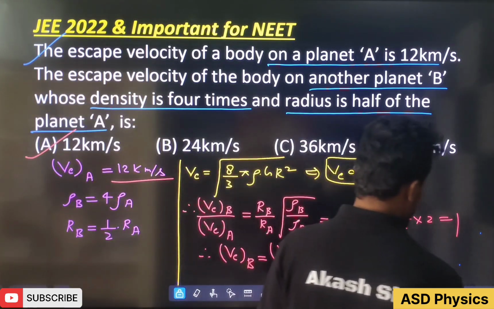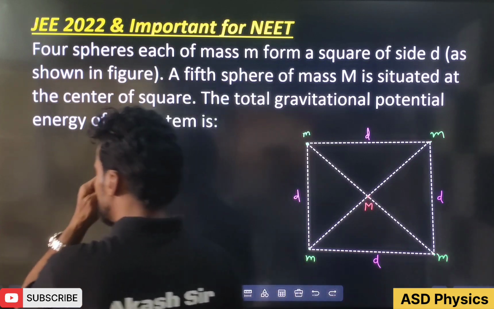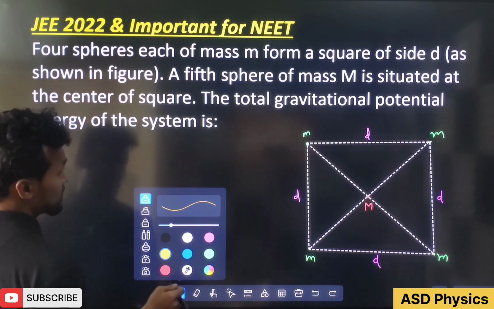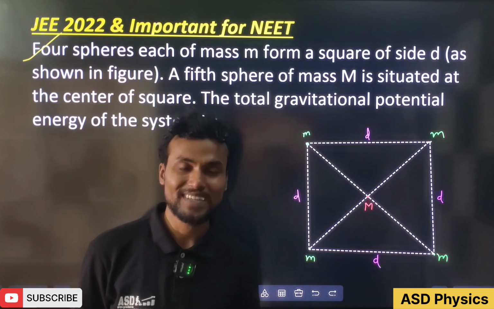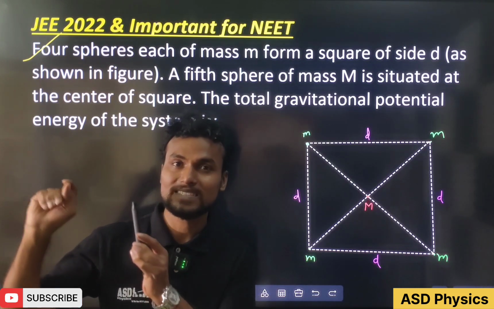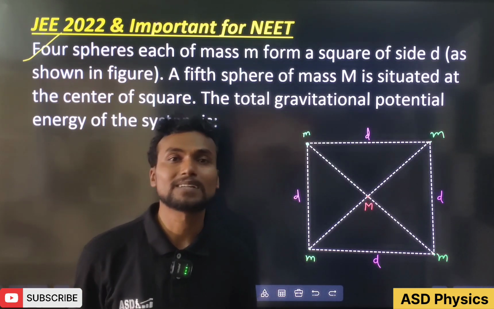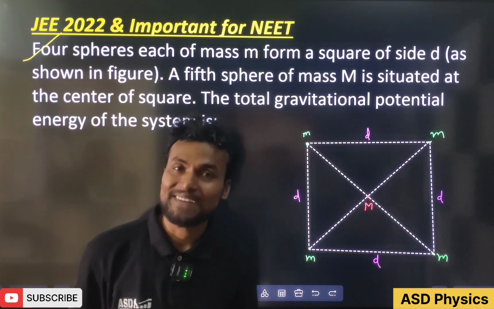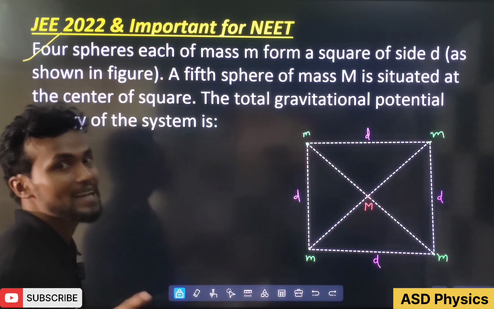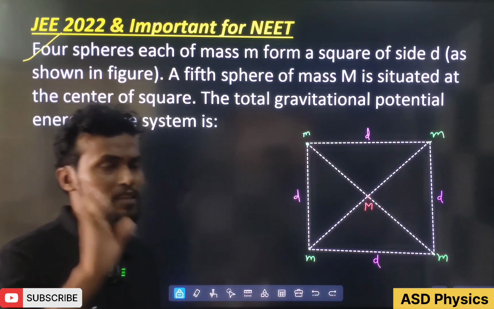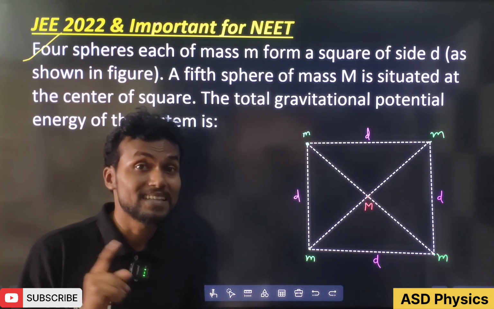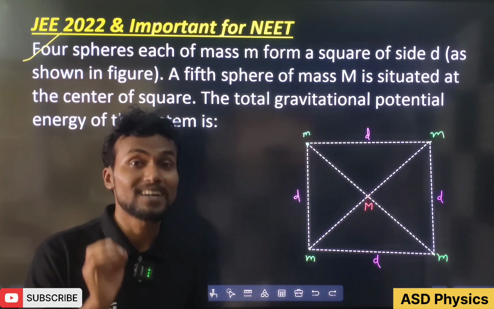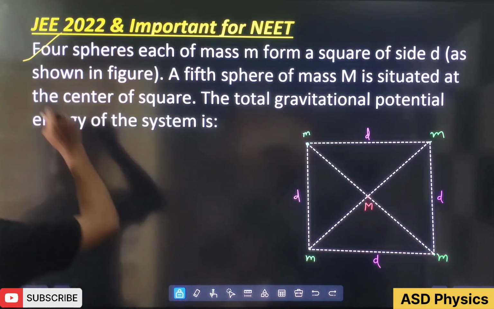Okay. Next one, students. Now JEE 2022 question is there, and here we have to use the basics of gravitational potential energy. You have to remember that when two masses m1 and m2 are separated by distance r, then the gravitational potential energy formula is minus G m1 m2 by r. And here we have to see the number of pairs. Number of pairs formula is n(n minus 1) by 2, where n is the number of masses. So let's see the question.